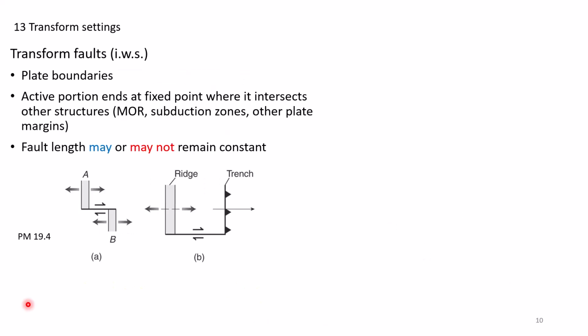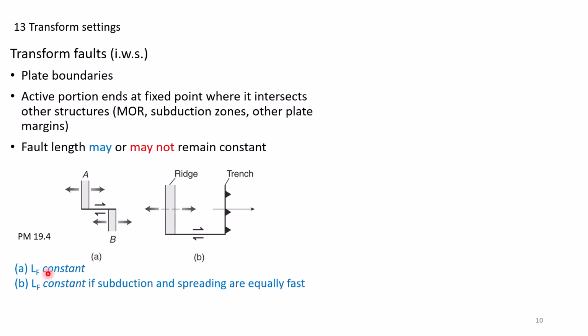If we talk about transform faults in the wider sense, that means not specifically transform faults that connect mid-oceanic ridges, then the situation might be different. If the transform fault connects a ridge with another structure, such as a subduction zone, the fault length may or may not remain constant, and that depends on a number of factors.